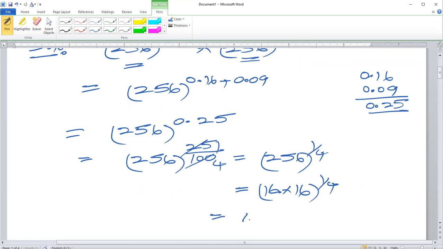So now this is equal to 4 square into 4 square whole to the power of 1 by 4. This is equal to 4 to the power of 4 whole power 1 by 4. So 4 gets cancelled. This is equal to 4 power 1, that is 4.